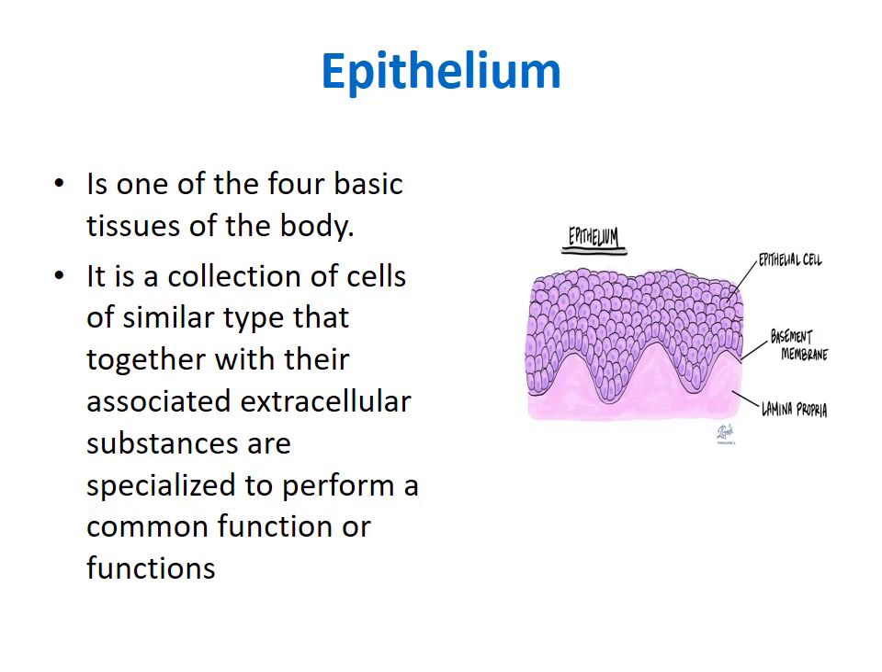Epithelium is one of the four basic tissues of the body, along with the connective tissue, muscular tissue, and the nervous tissue. So it consists of the collection of the cells which are of the similar type, and they together with their associated extracellular substance perform the specialized function or functions.